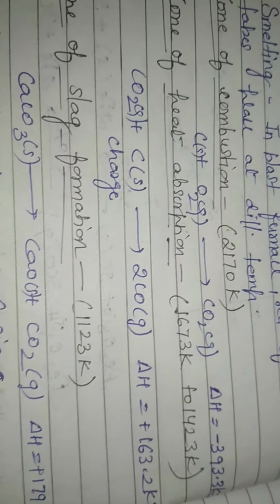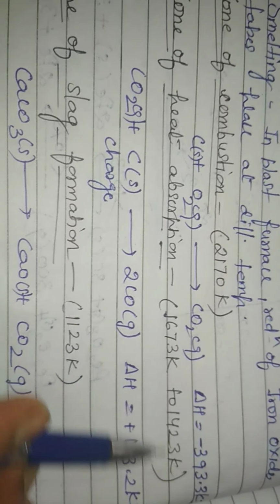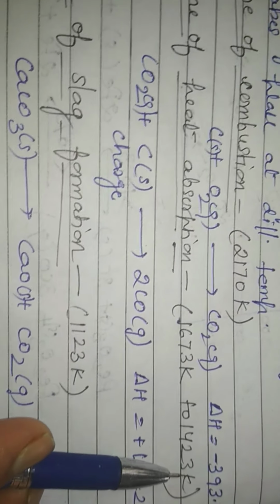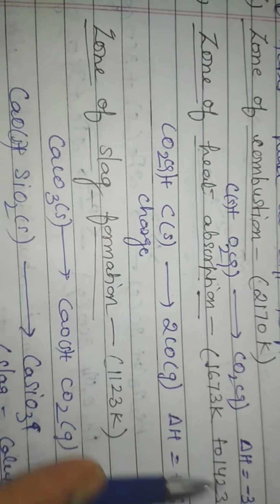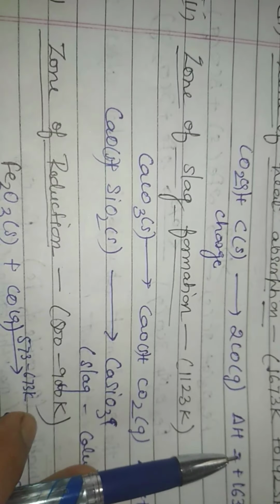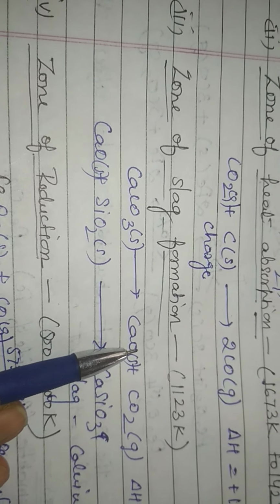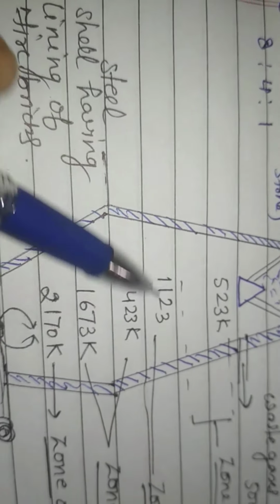Now it becomes low. The temperature would be lowered till 1423 Kelvin in this particular zone. Now the next zone is the zone of slag formation. Here we are able to see the zone of slag formation. It is almost the middle zone of the furnace.